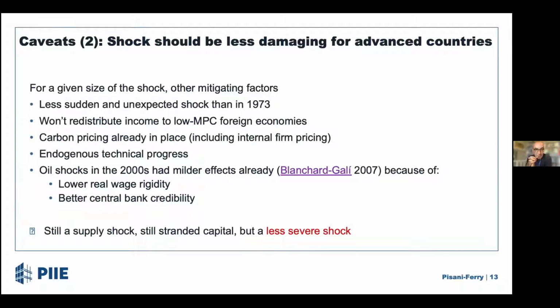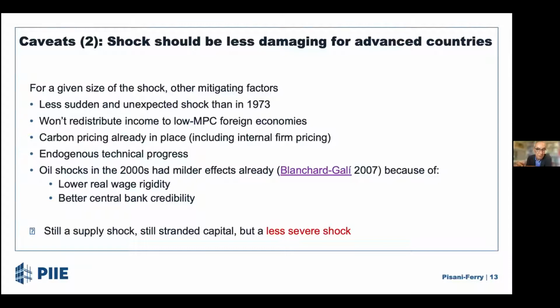The other caveat is that the shock should be less damaging for advanced countries for a variety of other reasons. Well, there was an advance warning about this shock coming, so it's less sudden and unexpected than in '73. It won't redistribute income away from advanced countries toward foreign economies with a low marginal propensity to consume, the oil producers at the time. That's the component of the recession that was triggered by this shock.